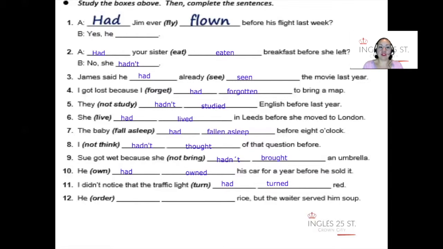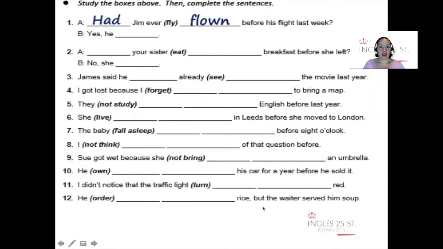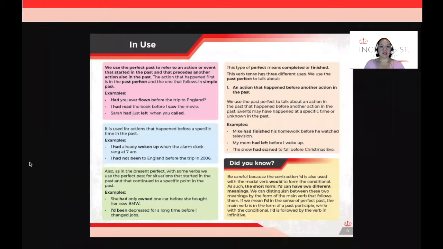And finally, number 12. He ordered rice, but the waiter served him soup. Okay. He had ordered, which is also a regular verb. He had ordered rice, but the waiter served him soup. That's right. Excellent. You did it just great. Okay, so we are going to continue with the information, but before, can you please erase your answers? Okay, so thank you, and let's continue in use.